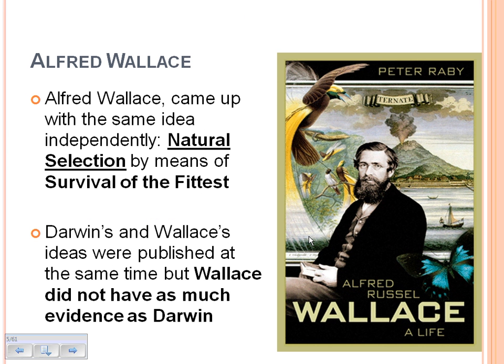Alfred Wallace is another scientist worth mentioning because he had the same idea independently, and he had an idea similar to what Darwin said of natural selection by means of survival of the fittest. Darwin and Wallace published their idea around the same time. The difference was Wallace didn't have as much evidence as Darwin to suggest this idea of natural selection.